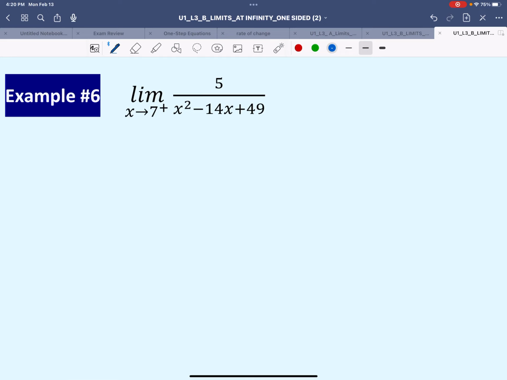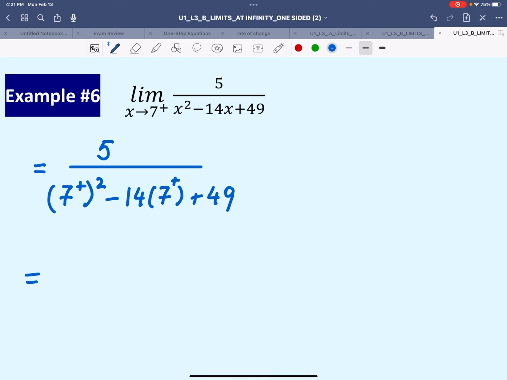We have the limit as x approaches 7 plus of 5 over x squared minus 14x plus 49. So again, I'm going to try direct substitution, substituting x with 7 plus. So we have 7 plus to the power of 2, minus 14 times 7 plus, and then plus 49. Okay, I'm feeling very optimistic here. I don't know about you. Here we go. We have a 49 here, and it will be 49 plus, because imagine it is 7 point something squared, so this extra will create this extra here.